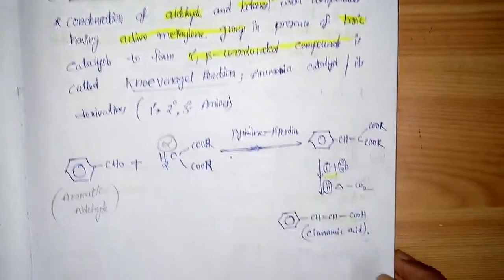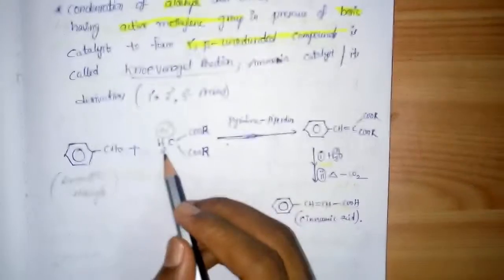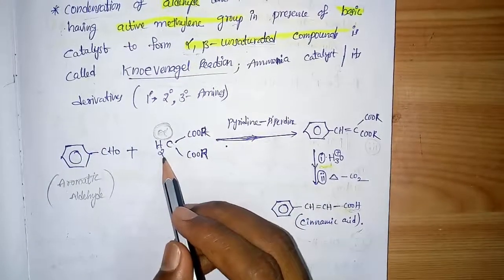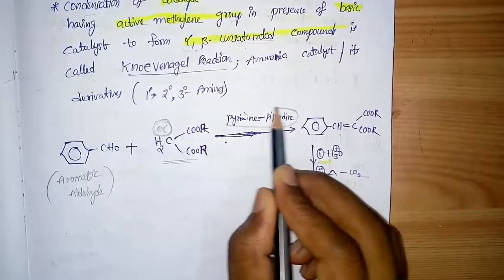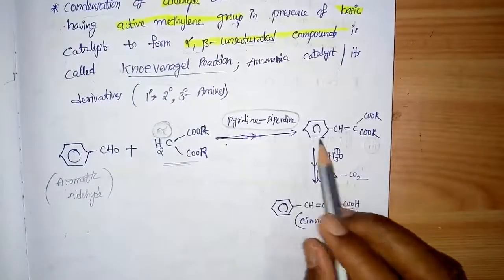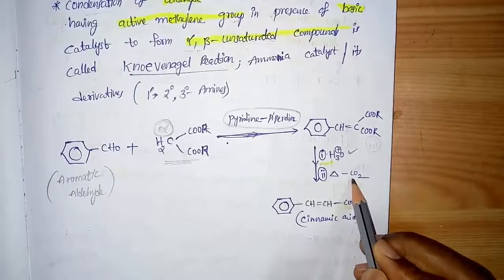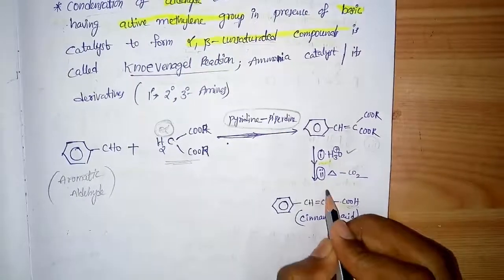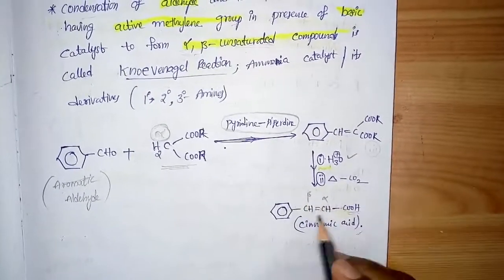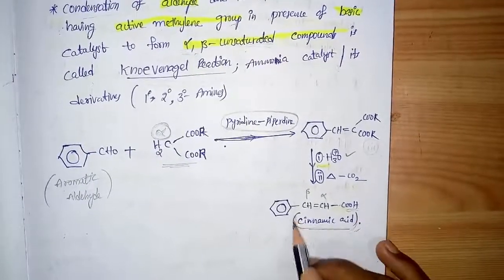If you see the reaction, when an aromatic aldehyde reacts with an alpha hydrogenated compound in presence of base, on subsequent hydrolysis and decarboxylation, it will produce the alpha beta unsaturated compound. Cinnamic acid is going to be produced.